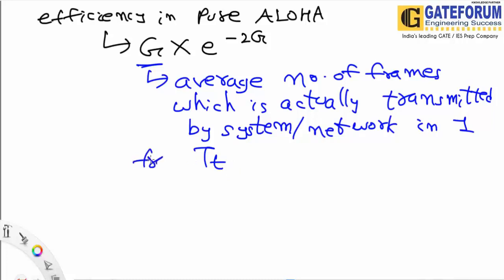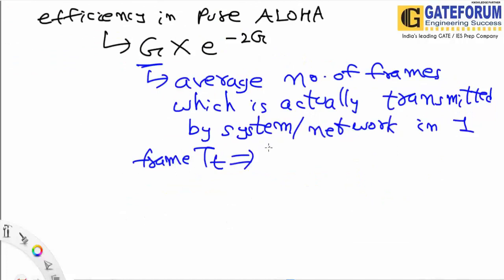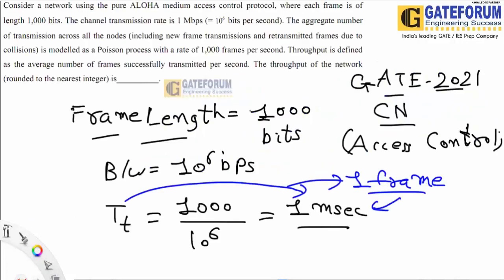In one frame transmission time, dt, which is basically the transmission time we had already checked, one frame transmission time is 1 millisecond. So in this 1 millisecond, how many frames are being transferred by the network? It is given that the aggregate number of transmissions across all the nodes is modeled as a Poisson process with a rate of 1000 frames per second.